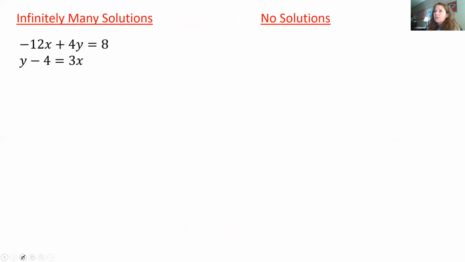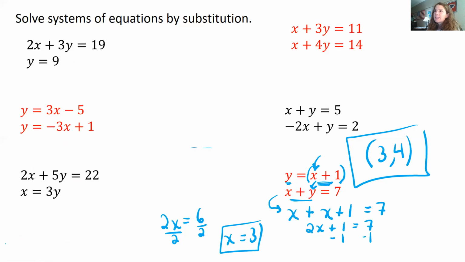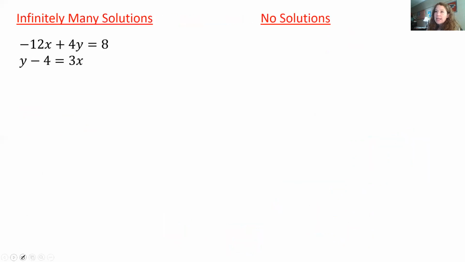All right, now all of the ones on the first slide had one solution, which means if we graphed these lines on a coordinate plane, they would intersect in exactly one place. But it doesn't always happen that way, guys. Sometimes they won't ever intersect, and sometimes they basically overlap each other. They're basically the same line on top of each other. So what happens when we get a solution like that?